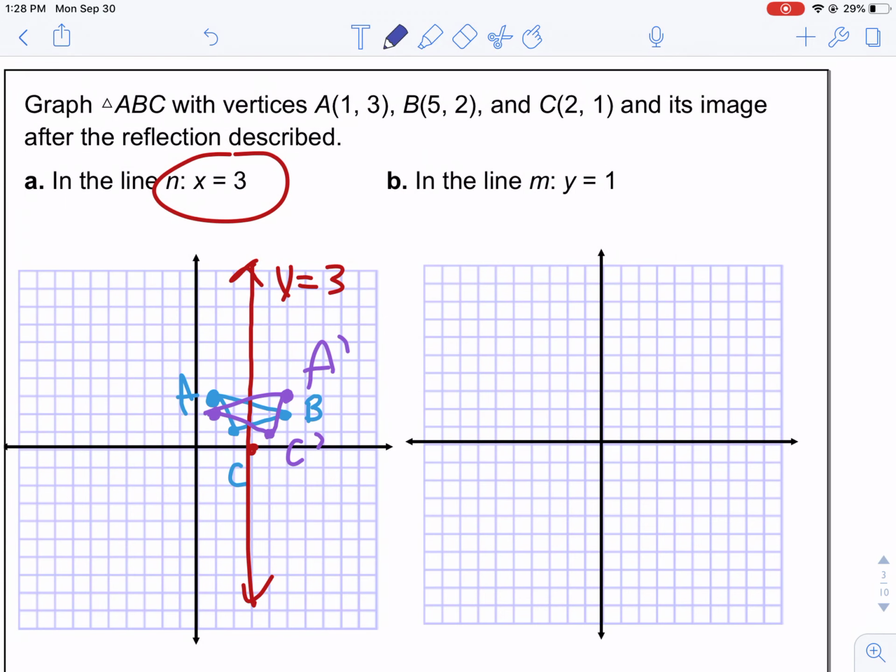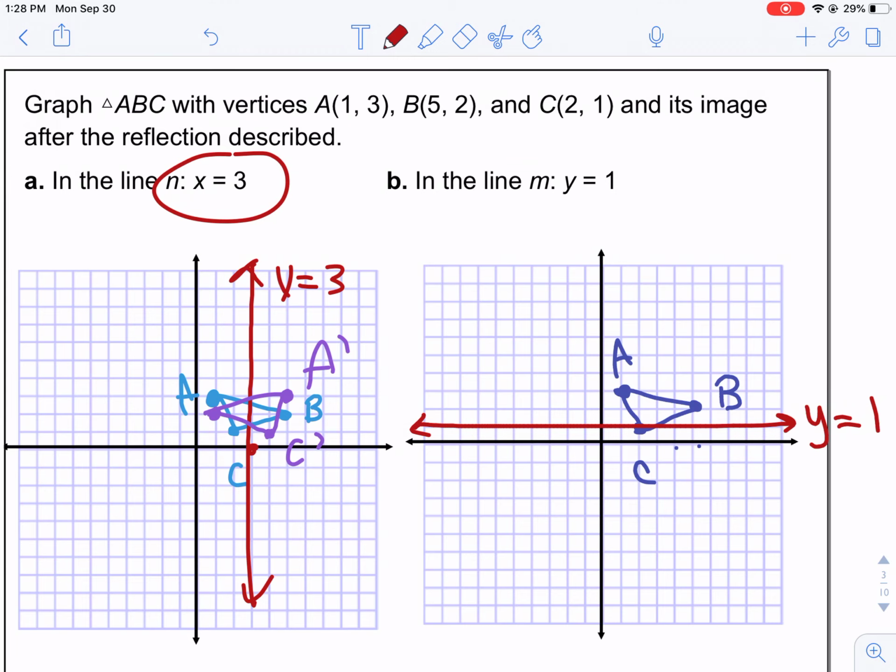So A is at 1, 3. B is at 5, 2, and C is at 2, 1. So here's my triangle, and I want to reflect it across the line y equals 1. So here's y equals 1. Okay, that's my line of reflection.